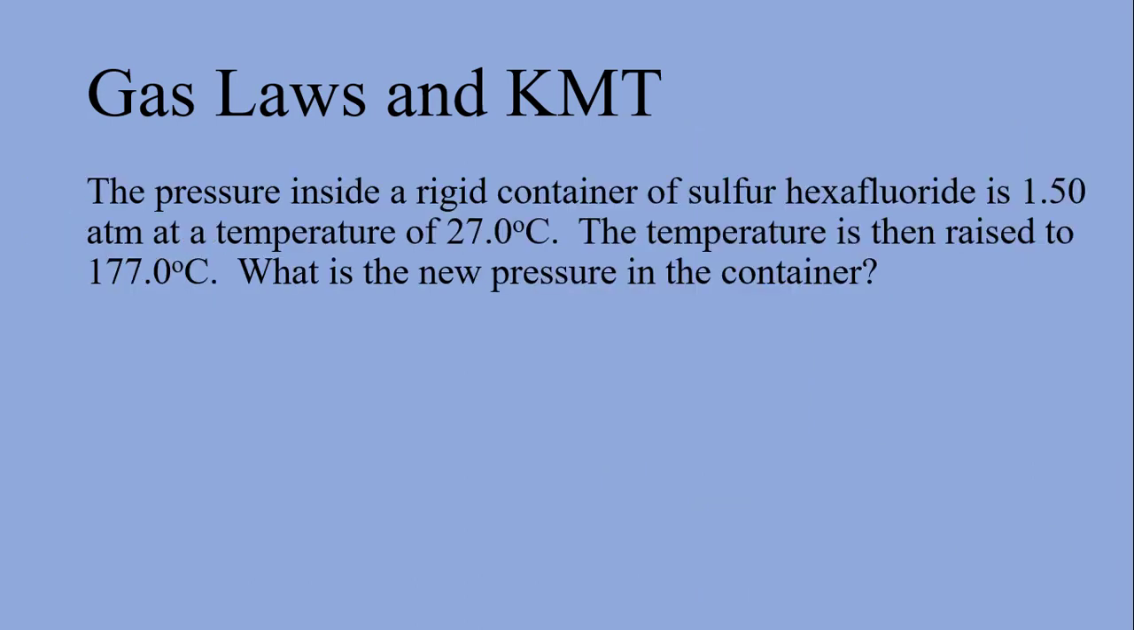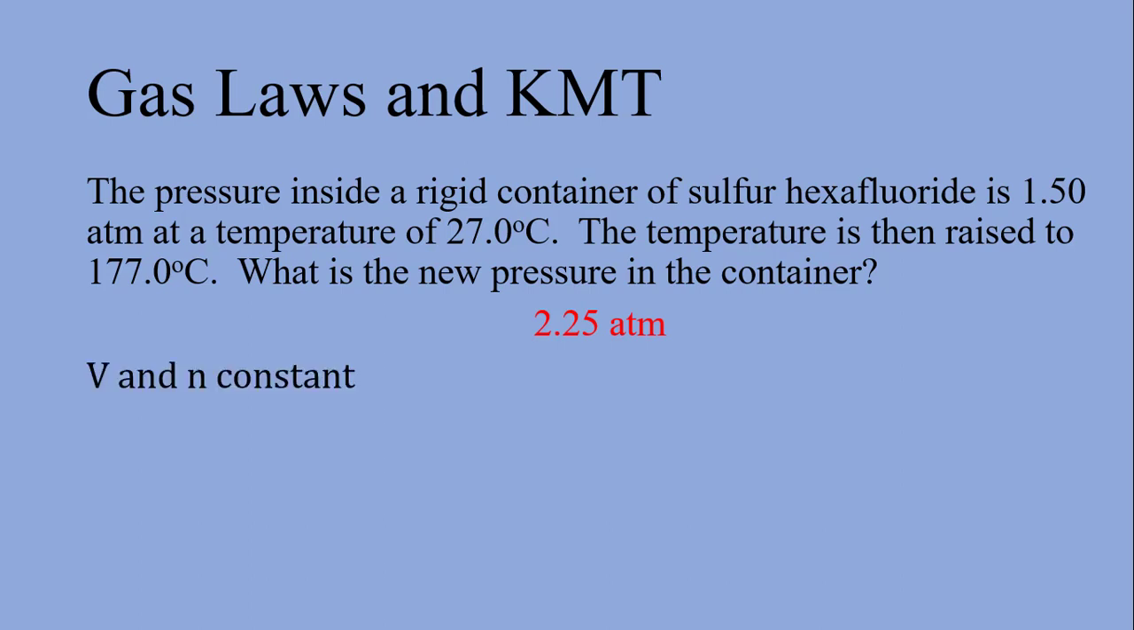So here's an example of Gay-Lussac's law. You have some sulfur hexafluoride, and it's at 1.50 atmospheres. The temperature is 27 degrees Celsius. You then raise the temperature to 177 degrees Celsius. What's the new pressure in the container? Once again, stop, go through it, come back, check, and then we'll walk through it. Go. And the correct answer is 2.25 atmospheres.